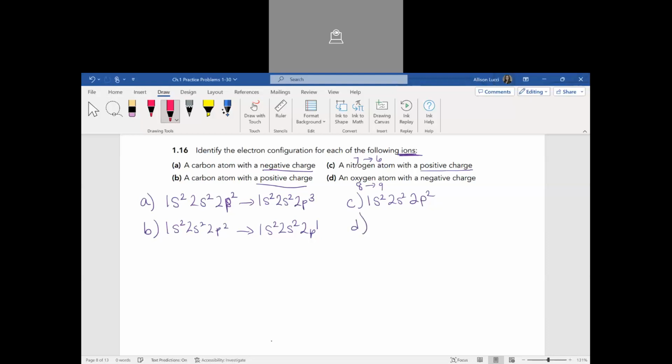And then for D, we've gone up, right? We have a negative charge on our oxygen. So we've gone from 8 electrons in a neutral oxygen up to 9. So that would be 1s2, 2s2. That takes care of 4. And then 2p5 would be the electron configuration for an oxygen with a negative charge.